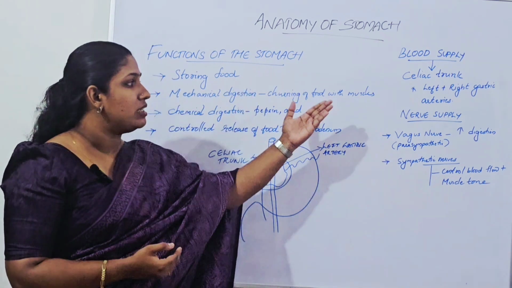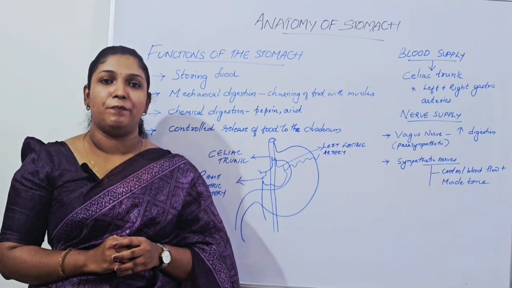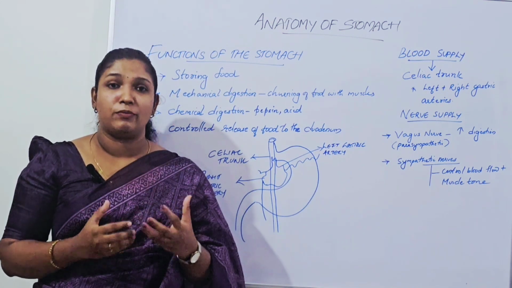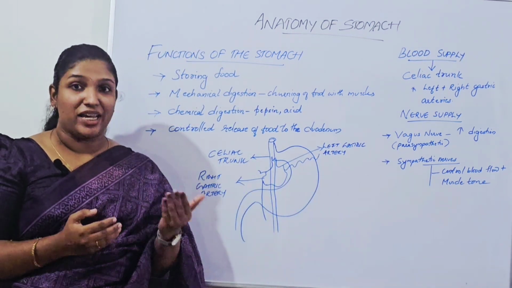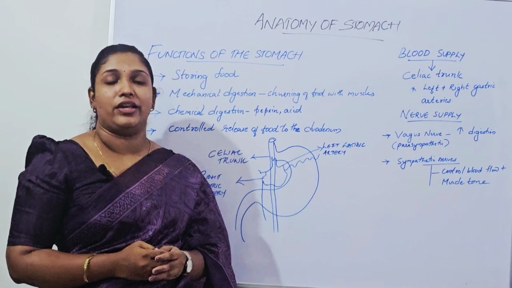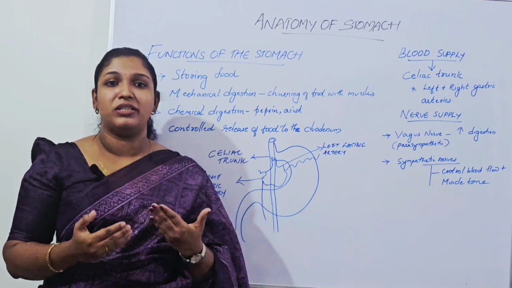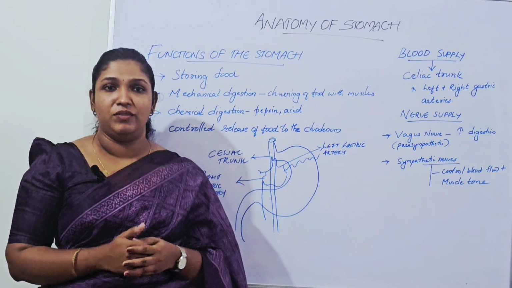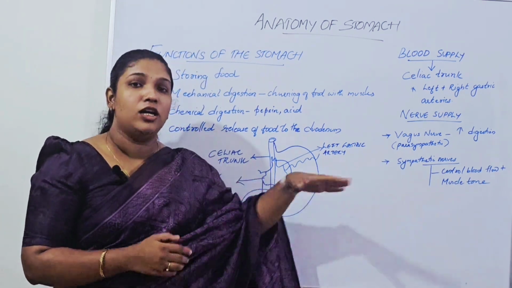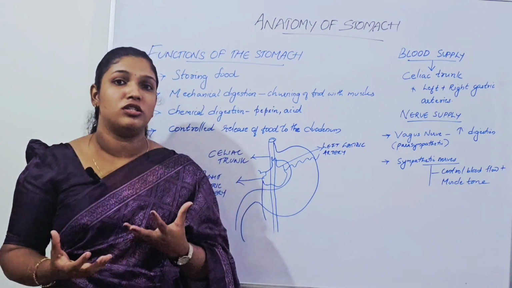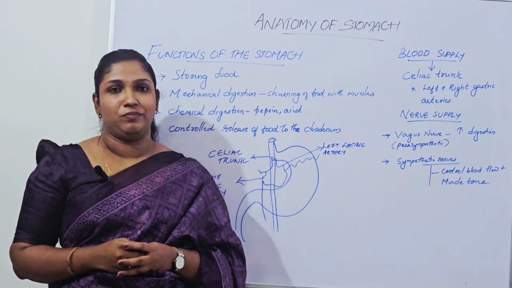Next is blood supply and nerve supply to the stomach. In case of blood supply, the stomach receives blood from the branches of the celiac artery, mainly the right and left gastric arteries. Next is nerve supply. The parasympathetic nerve, that is the vagus nerve, increases digestion. And sympathetic nerves control the flow of blood to the stomach and regulate muscle tone.